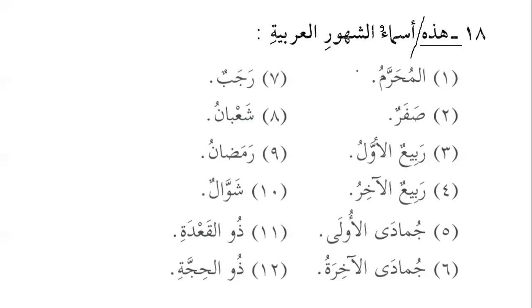Whenever you are able to put is, are, am, that means the first part is mubtada and the second part is khabar. Hadhihi starts with ism al-ishara, that means it's a nominal sentence, and asma'u is marfu because khabar is always marfu, and at the same time it is mudaf, and ash-shuhuri al-arabiyyati is mudaf ilayhi. So excellent. These are the names of Arabic months.